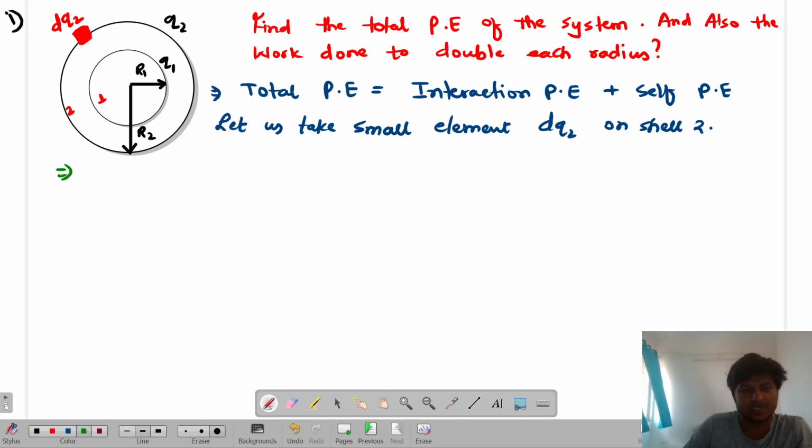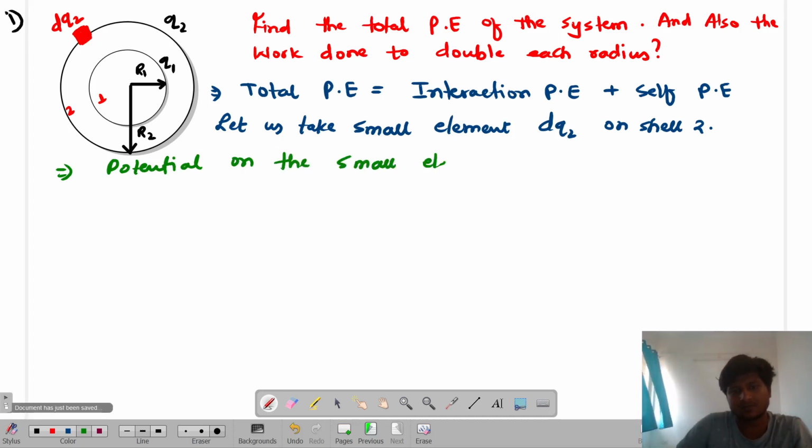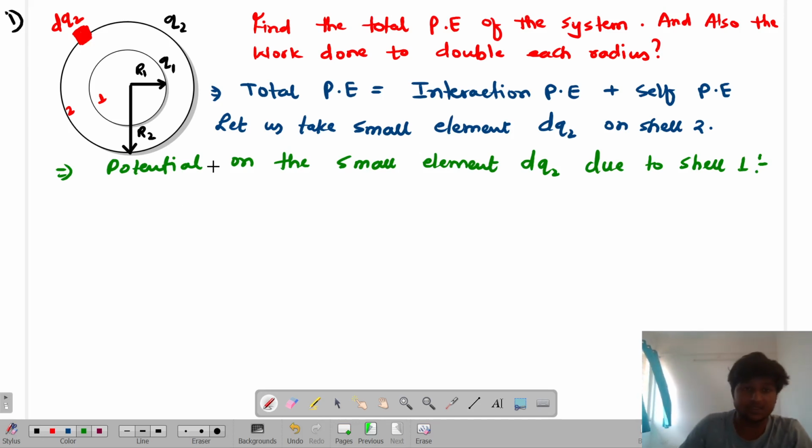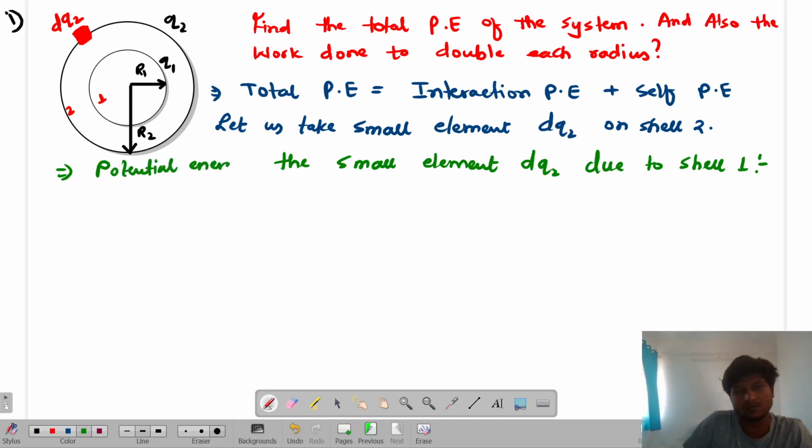So potential, this implies that potential on the small element dq2, okay, due to cell 1 is how much? क्या होगा bro साहब? कैसे निकालेंगे पोटेंशियल एनर्जी? पोटेंशियल एनर्जी लिख लो, पोटेंशियल नहीं सिर्फ पोटेंशियल एनर्जी। 1 मिनट। Is that clear? तो पोटेंशियल एनर्जी का फॉर्मूला क्या होगा?